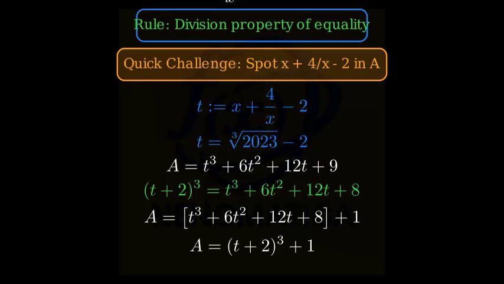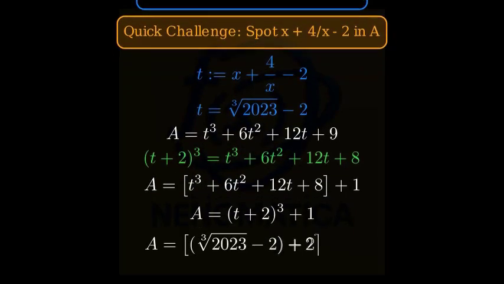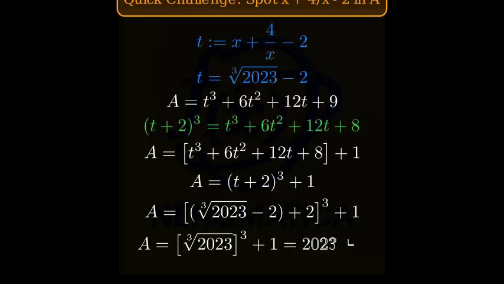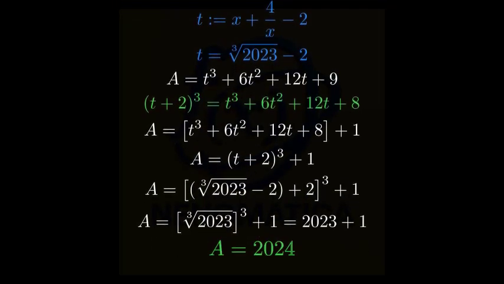Step 4. Substitute t equals the cube root of 2023 minus 2 back into A. Then t plus 2 becomes exactly the cube root of 2023. Cube that to get 2023 and add 1. Therefore, A equals 2024.